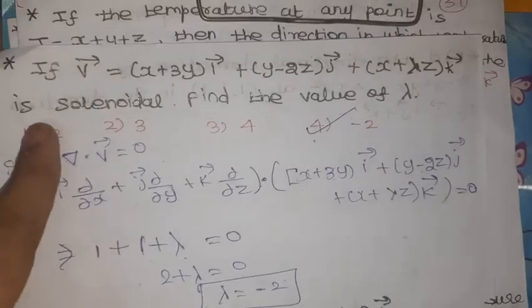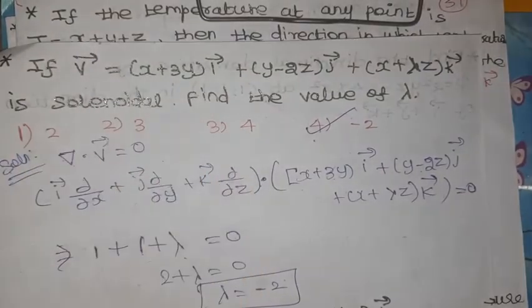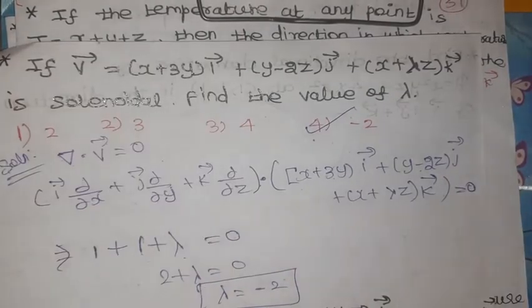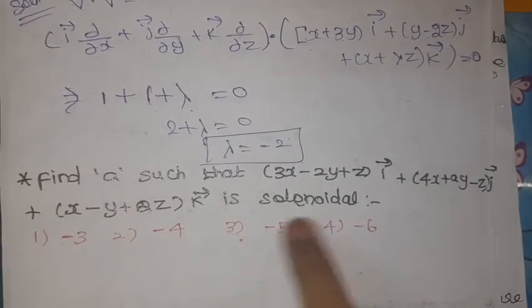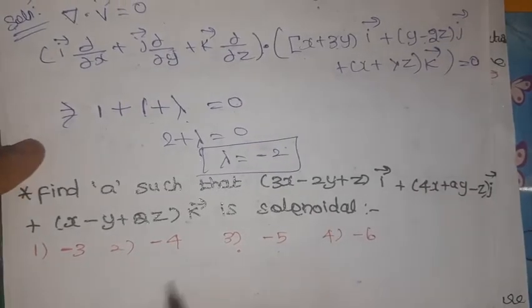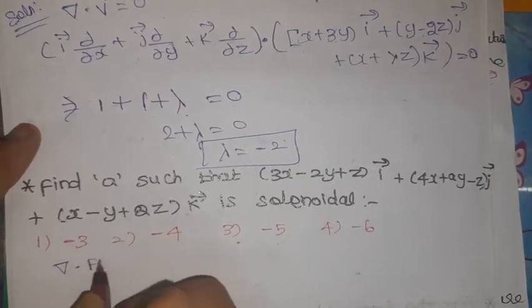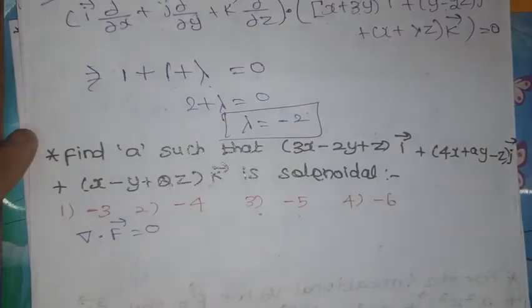So this is the key point for this problem. If the given vector is solenoidal, then the divergence of that vector is equal to 0. So find the divergence and equate it to 0, and we can find the value of lambda. Then find a such that this vector is solenoidal. The same thing: what is solenoidal? Take this vector as the given vector f. Solenoidal means del dot f equals 0. The same as the above problem.